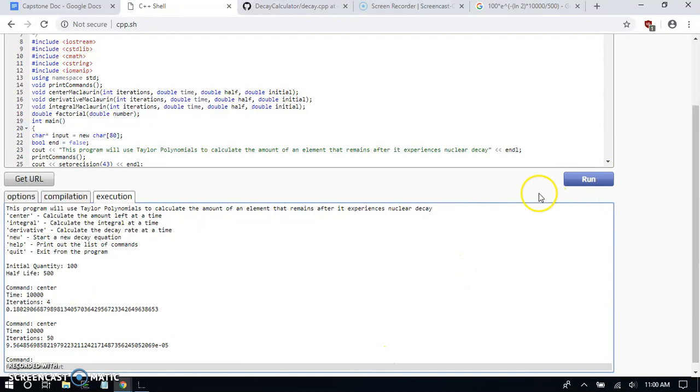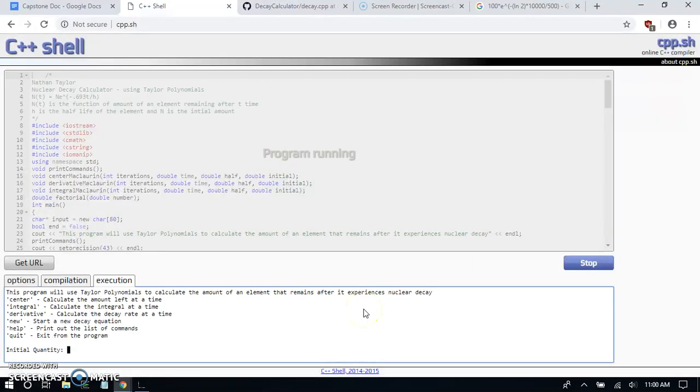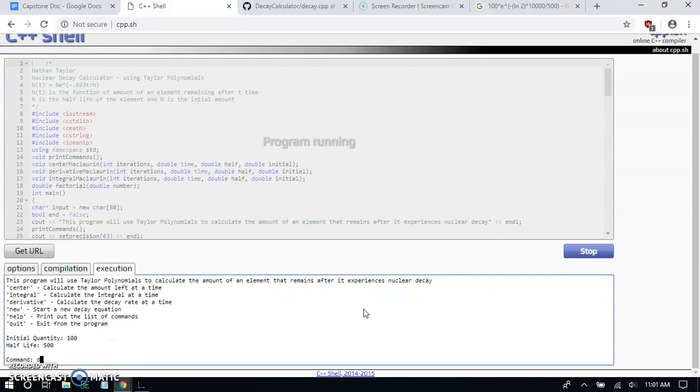So apparently the program timed out. Let's go run that again. Initial quantity 100, half-life 500. So now what you can do is you can do the derivative and integral. We can just try that for the same thing.